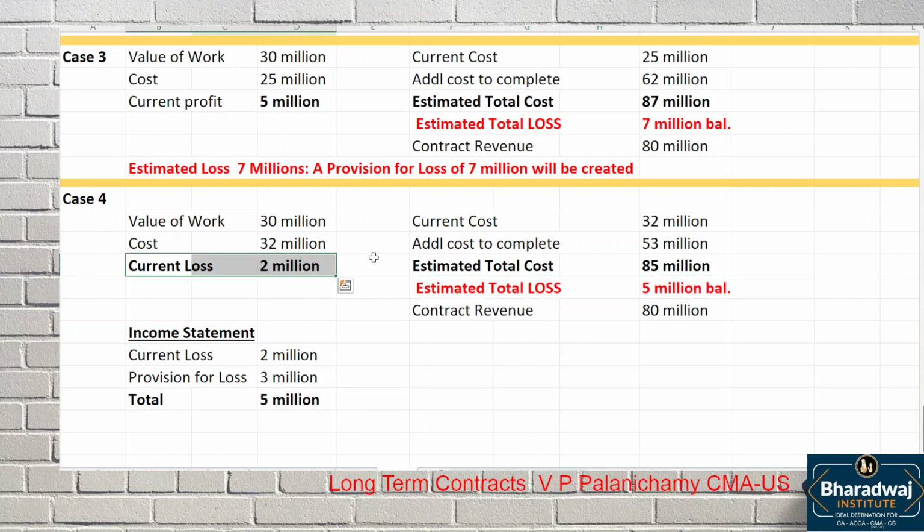Current loss of 2 million is created out of total loss of how much? 5 million, which means a provision for loss, how much million should be created? 3 million. So why do you provide? Prudence. Otherwise, conservatism.